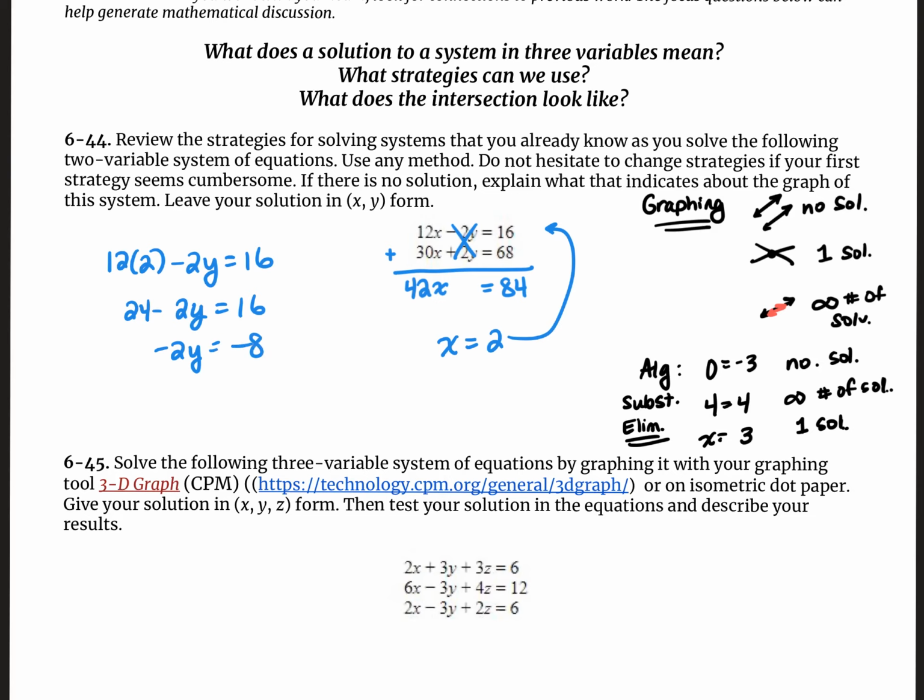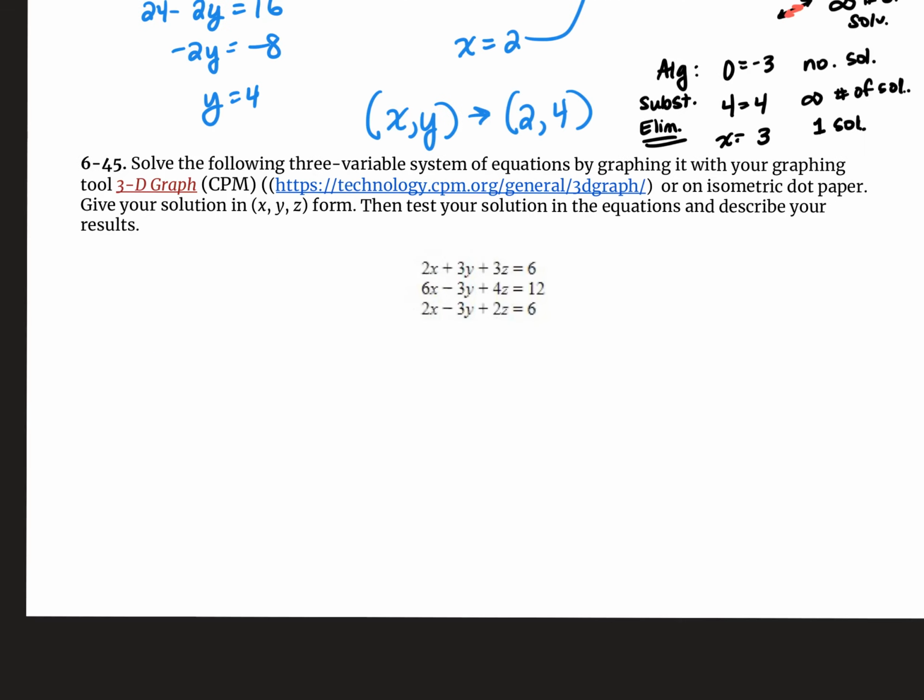And I'm not going real slowly here because I think this is something that we know how to do. But the important thing to remember is that our solutions are always written as an ordered pair in xy form. So that would be the point (2, 4). So that is what we already know how to do.